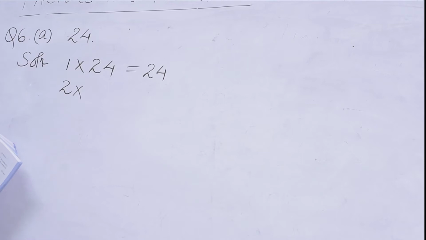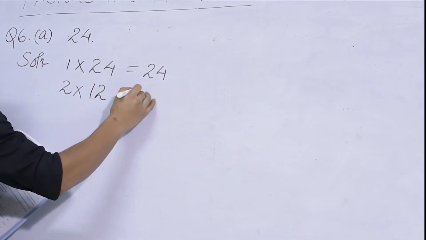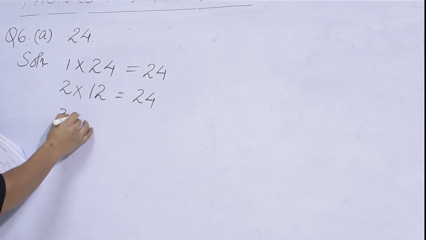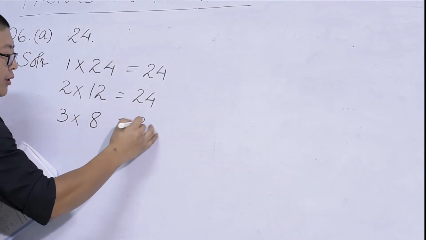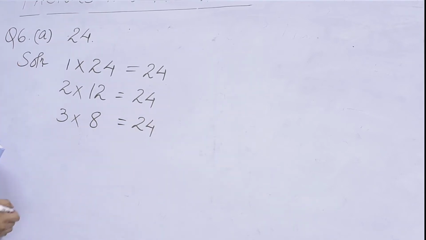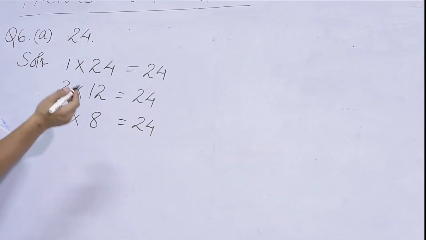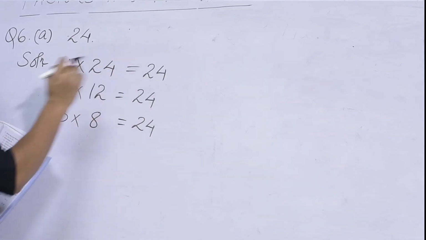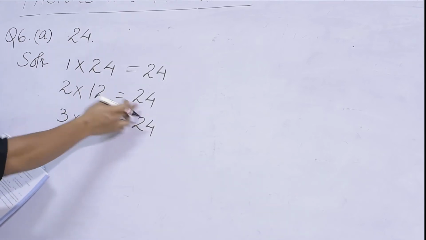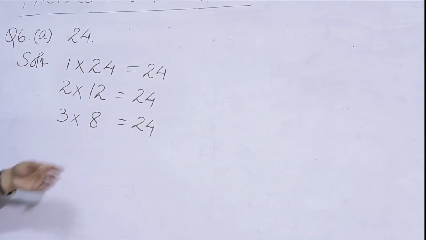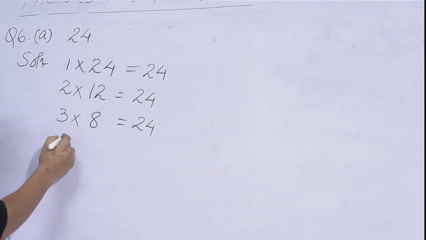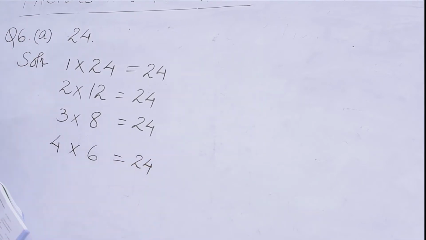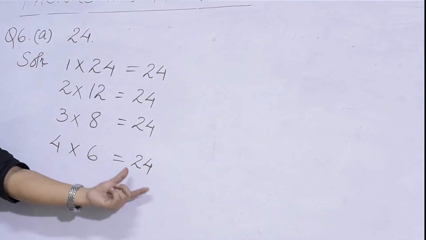Let's see if we can multiply with 2. 2 into 12 will also give you 24. Right? Let's try with 3. 3 into 8 will give you 24. If there is any other number, I think this is it. Yes. So 1 into 24, 2 into 12, 3 into 8 will give you 24. I think there's one more. 4 into 6 will give you 24, right? 4 into 6 is 24.